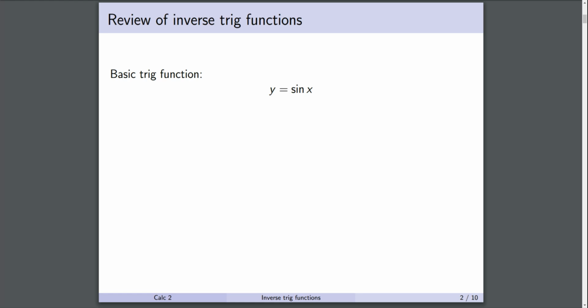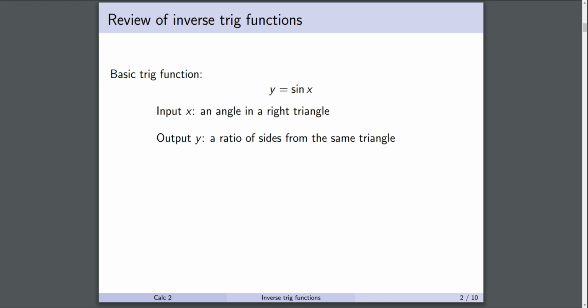So when we talk about these trig functions, there's a couple ways we can define them. For example, we can think about points on the unit circle, but today I want to talk about the right triangle definition. And so for each trig function, we have a corresponding ratio of sides. If we're talking about sine x, our input is always one angle in a right triangle, and the output is a ratio of sides in the same triangle. For sine, that ratio is opposite over hypotenuse.